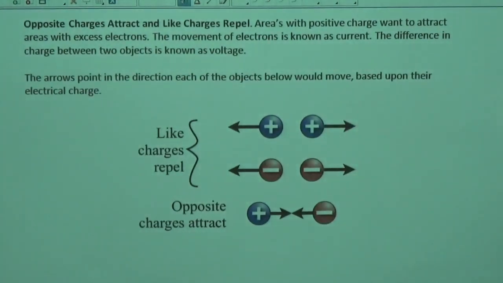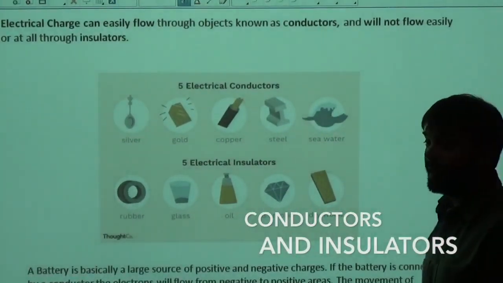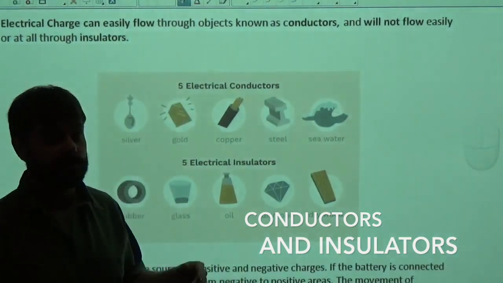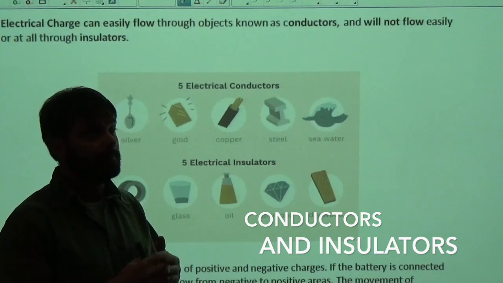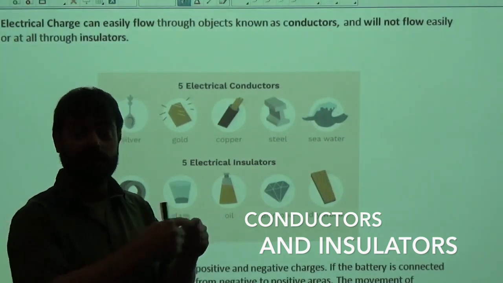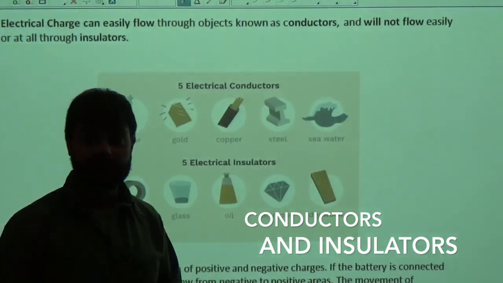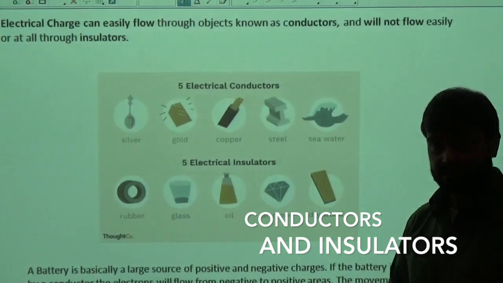So what happens if we start looking at items or materials that will easily conduct electrons? So we're talking about the difference between insulators and conductors. Conductors are something that will allow electrons to flow through it easily, and insulators would be the complete opposite, something that doesn't allow electricity or electrons to flow through it very easily.